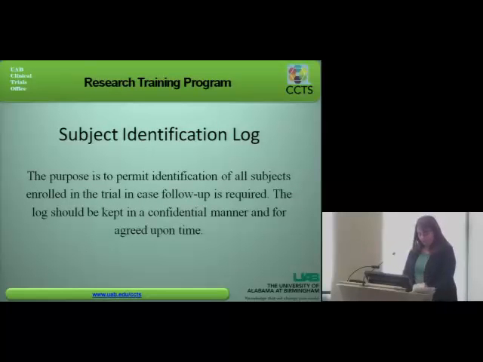Your subject identification log. The purpose is to permit identification of all subjects enrolled in the clinical trial in case that follow-up is required. The log should be kept in a confidential manner for an agreed-upon amount of time.